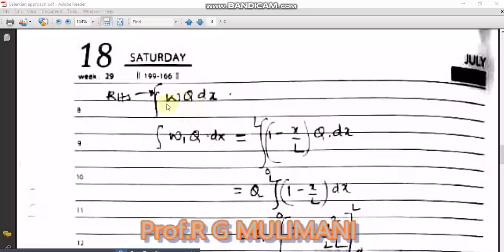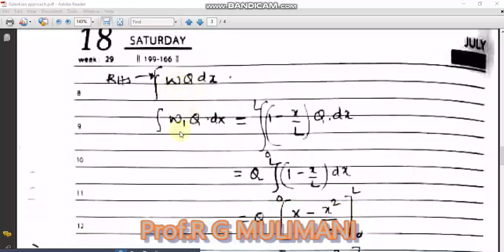Again, it is the weighting functions W1 and W2. Let us consider W1. Putting W1 times Q dx, we are integrating with respect to dx over the limits 0 to L. W1 is 1 minus x by L.